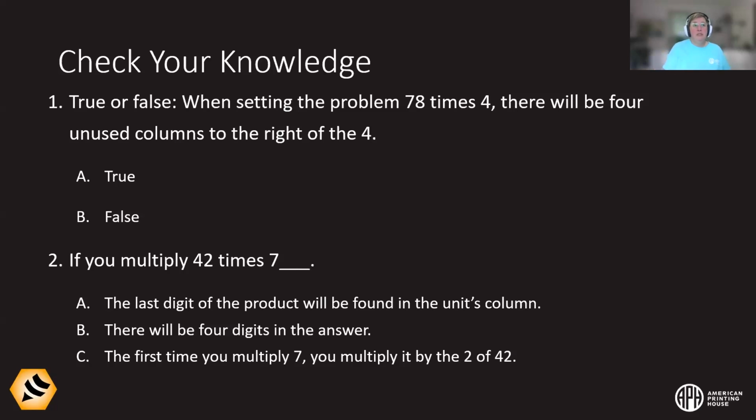And the next problem says, if you multiply 42 times 7, which is true? The last digit of the problem will be in the units column. There will be 4 digits in the answer. The first time you multiply 7, you multiply it times the 2 of 42.